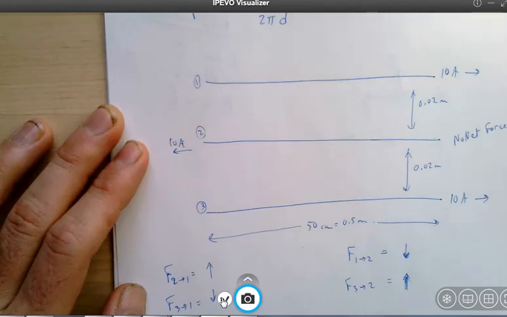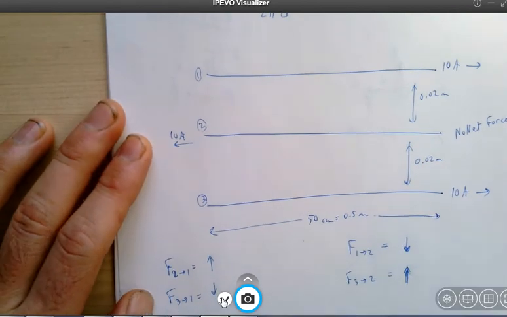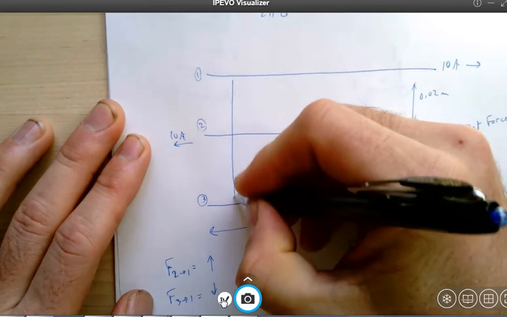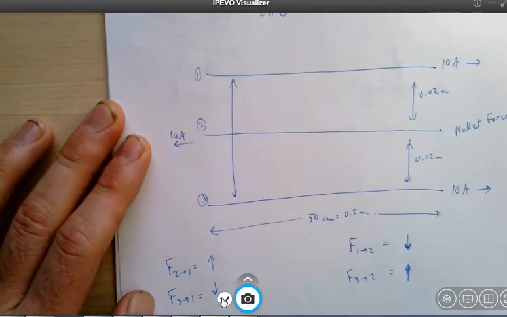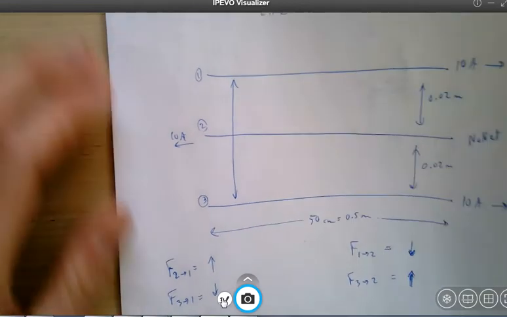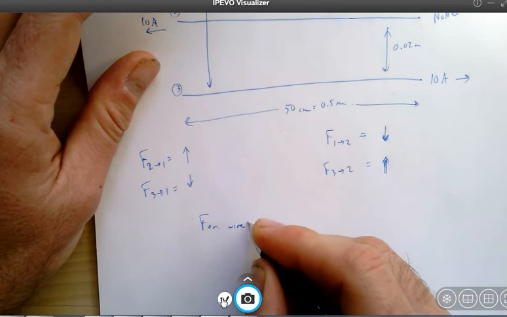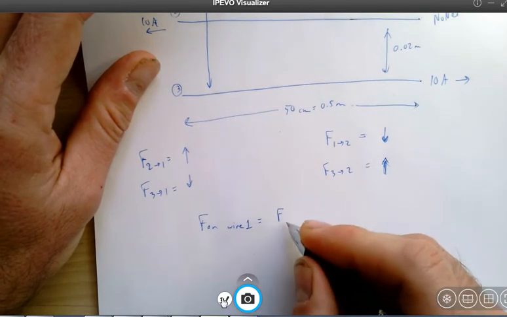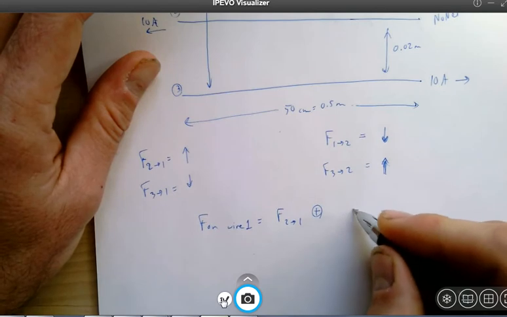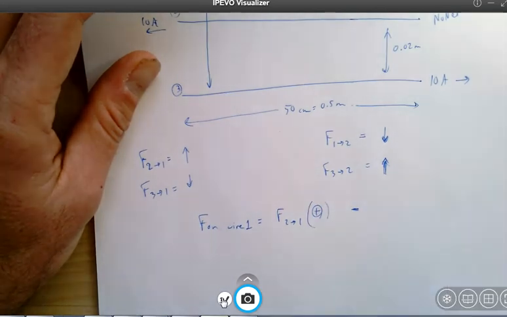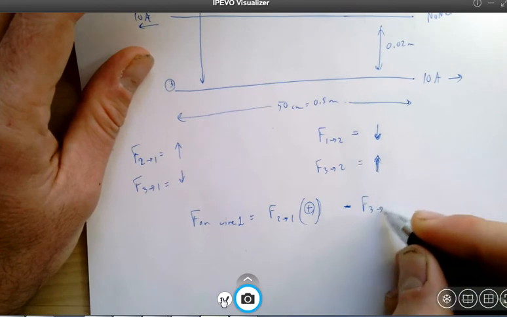And so notice that the magnitudes will probably be different though, because the distance from wire 3 to wire 1 will actually be twice the amount of distance. So finally what I will do is work out the force on wire 1, and this will be equal to the force from 2 to 1, in the plus direction, minus the force from 3 to 1.